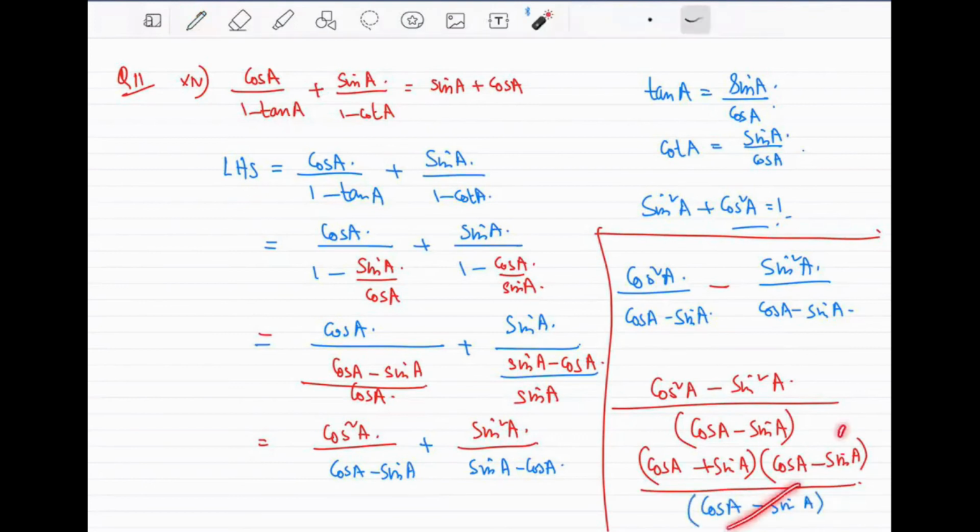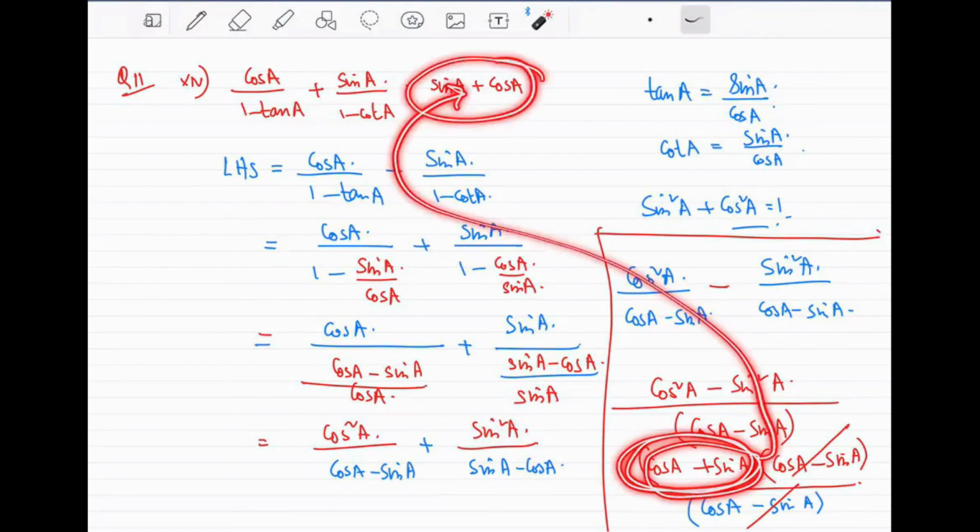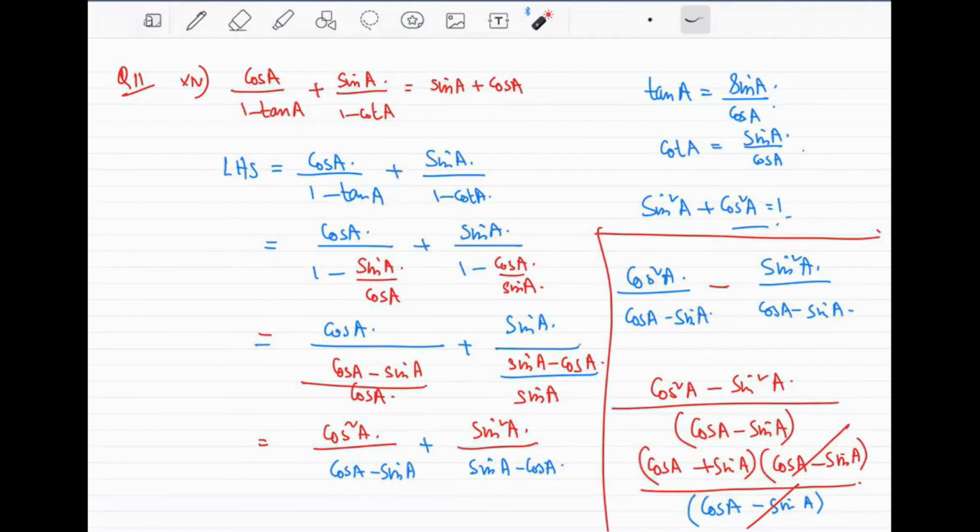Now you can cancel these two, right? They are the same. We don't have any space anymore, so I'm just going to cancel it. We will finish it in the next step. Look, what is remaining? Cos A plus sine A is remaining, isn't it? It's the same as the right hand side. Okay, one more step remaining.